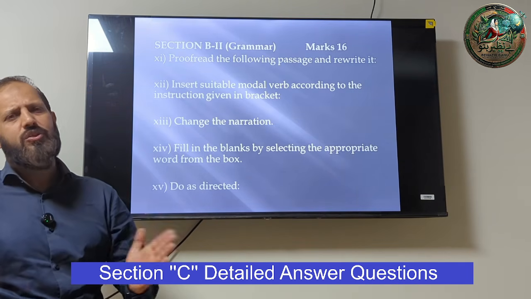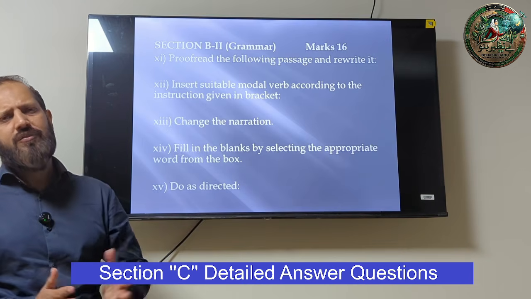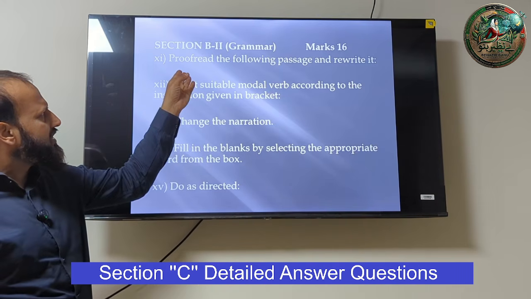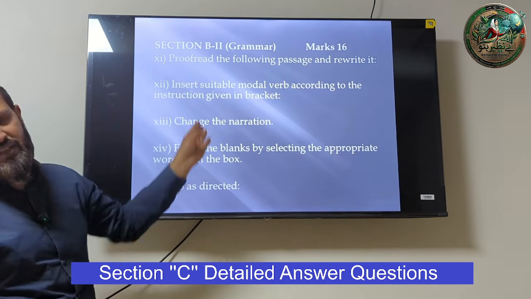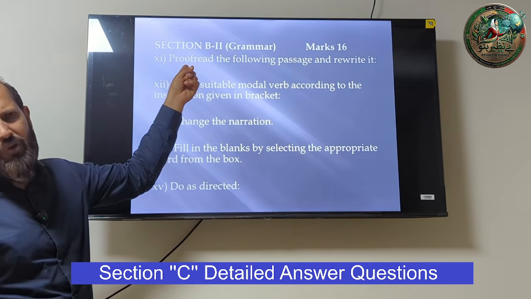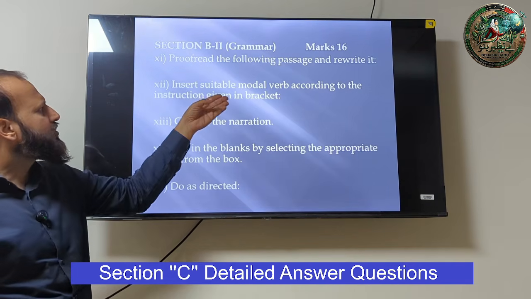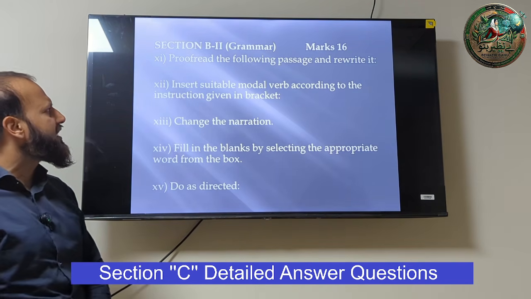About your time: 40 to 45 minutes for the lecture, so the last 15 minutes would be for grammar. Okay, let's see the first question of section B2. B2 means purely it's going to be grammar. You have 3 to 4 lines, you need to proofread according to the grammar. Insert suitable modal verbs according to the instruction given in a bracket.